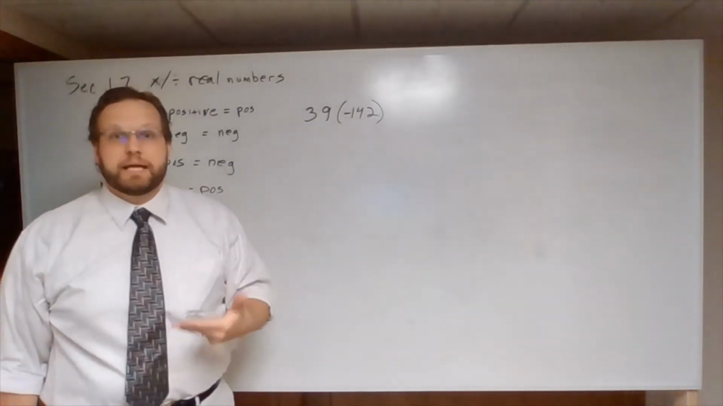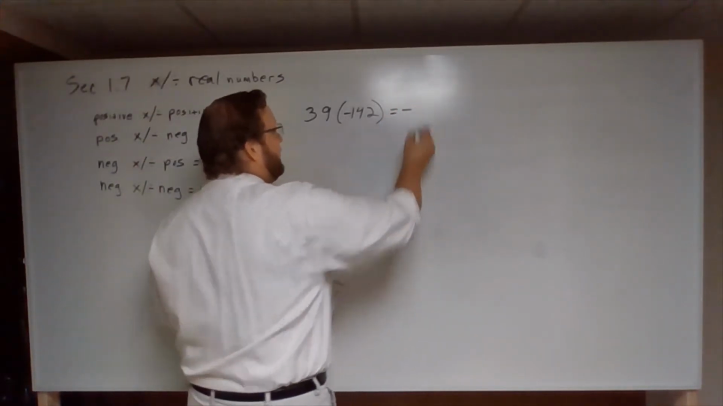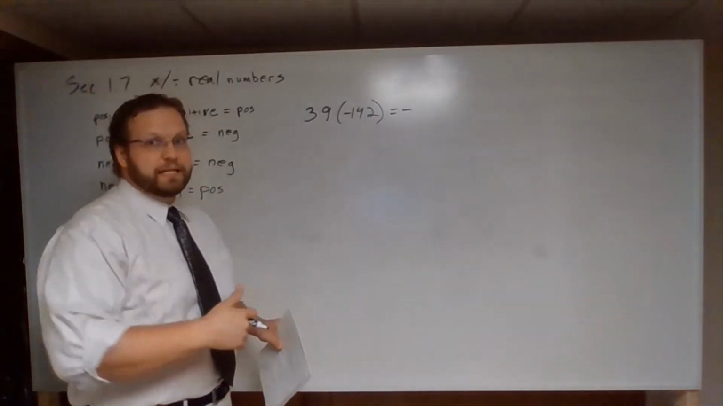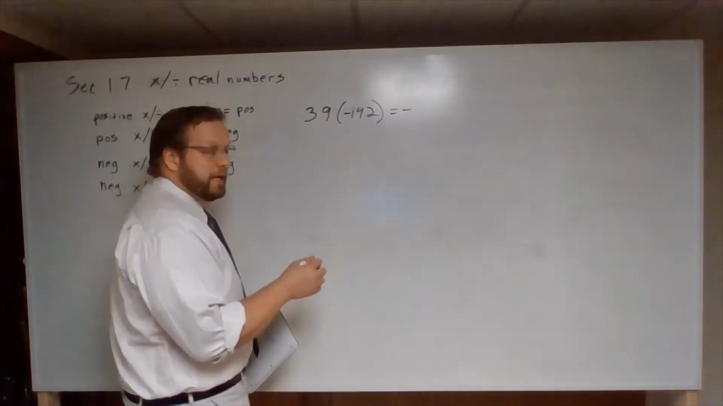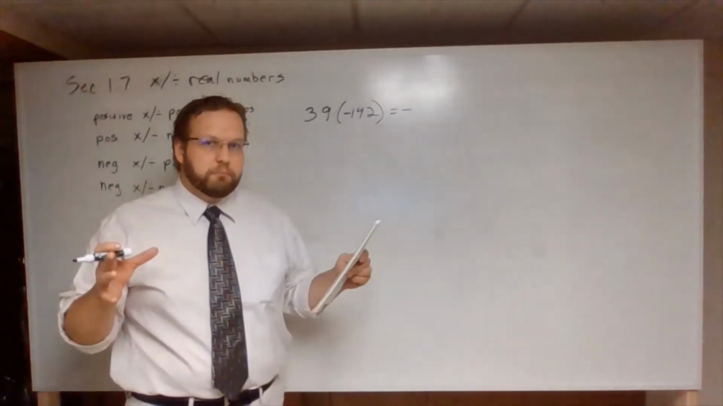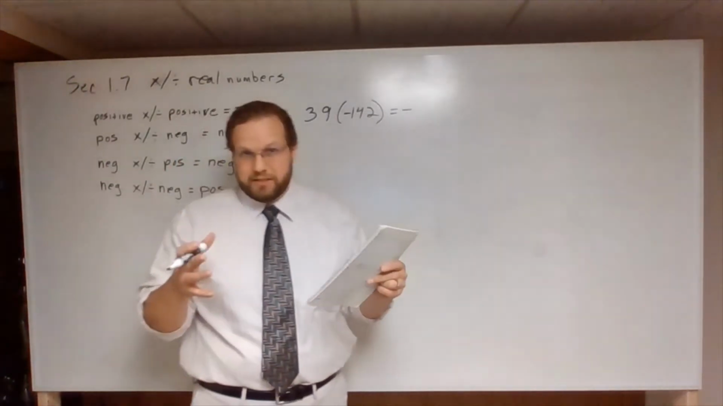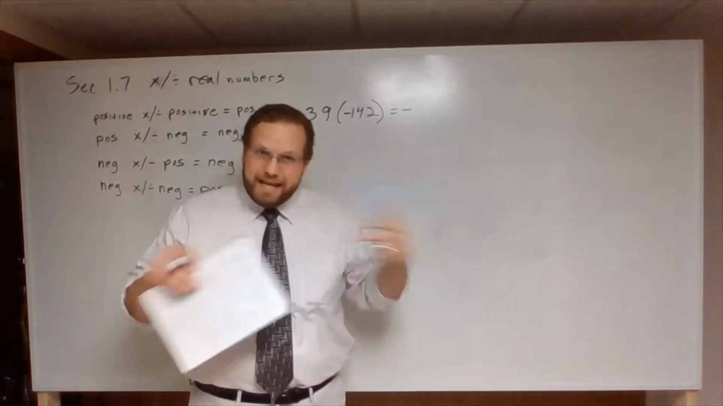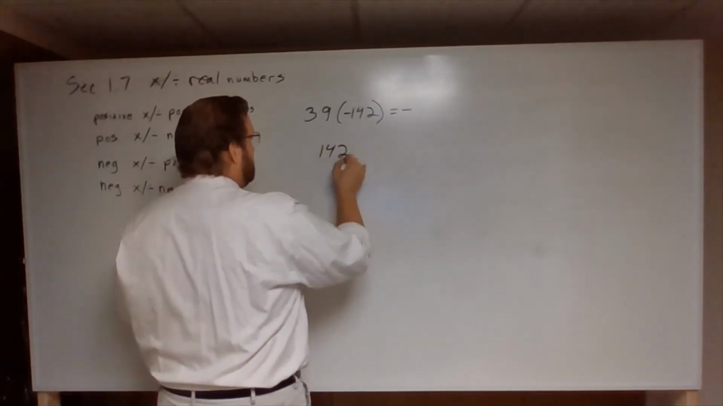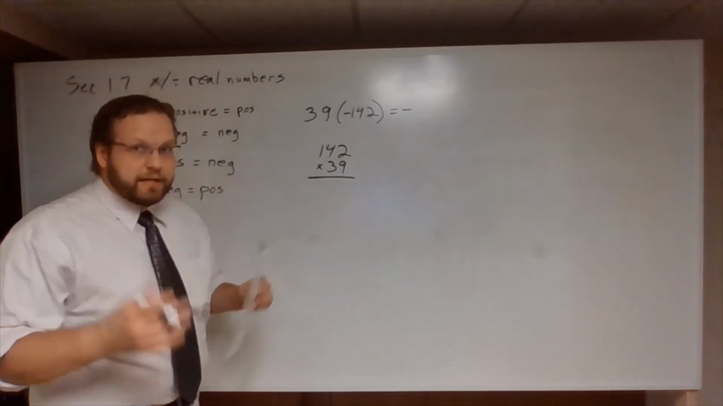Okay. So first thing I would do, I have a positive times a negative is a negative. After that, I don't care about the signs. I'm just going to multiply 39 times 142. Now, when I do the stacked multiplication, I always want to have the longer number on top and the shorter number on the bottom. Notice I didn't say the bigger number necessarily. When we get into decimals, it's the length of the number that's going to make it a little easier to work through. So I'm going to put the 142 times 39.